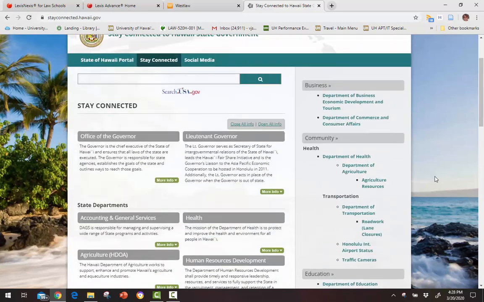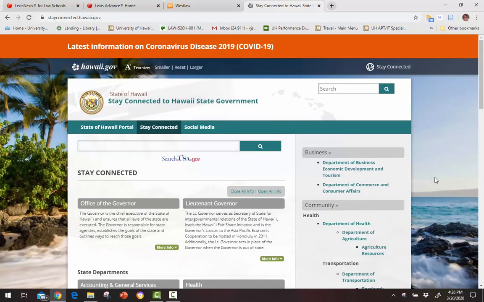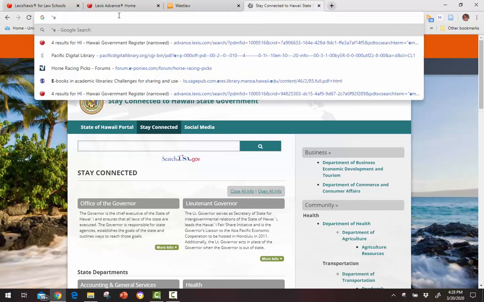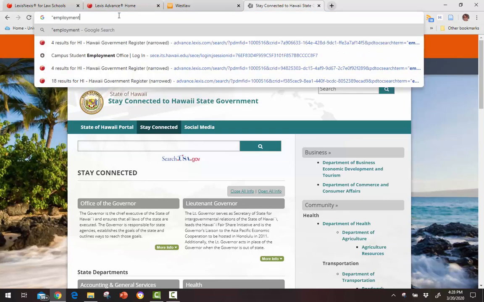But sometimes you don't know what agency you're looking for. So what can we do in that situation? In that situation, if you don't know, you have to rely on our friend Google. And so you can Google your keyword and see if within Hawaii it'll actually bring you to the relevant agency. Okay, so for our example here in the Hawaii regulations, let's look for employment discrimination regulations. So we just take the key term employment discrimination into Google and see if we can locate anything relevant within Hawaii.